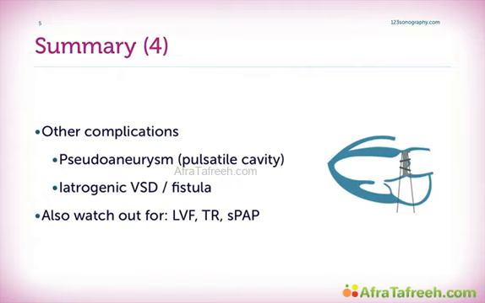Other potential but rare complications include pseudoaneurysms, which are pulsatile cavities often found in the setting of prosthetic valve endocarditis, iatrogenic ventricular septal defects, and fistulous communications with other chambers. And when you perform echocardiography, it's important to also watch out for other things such as left ventricular function, the severity of associated tricuspid regurgitation, and systolic pulmonary artery pressure.